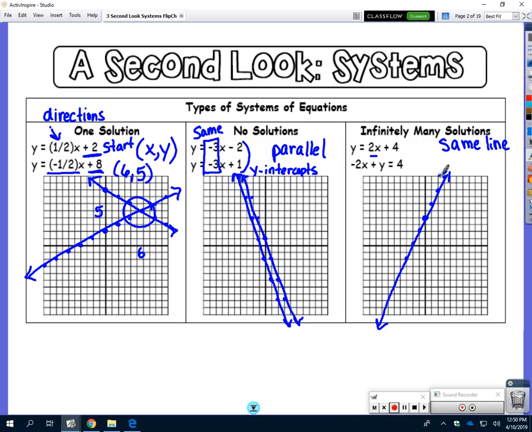The second equation is not solved for y. So we're going to add 2x to both sides. And we get y equals 2x plus 4. Notice these are the same line. So if I were to graph it, I would only have one line on my paper. If I only see one line, that is infinitely many solutions.